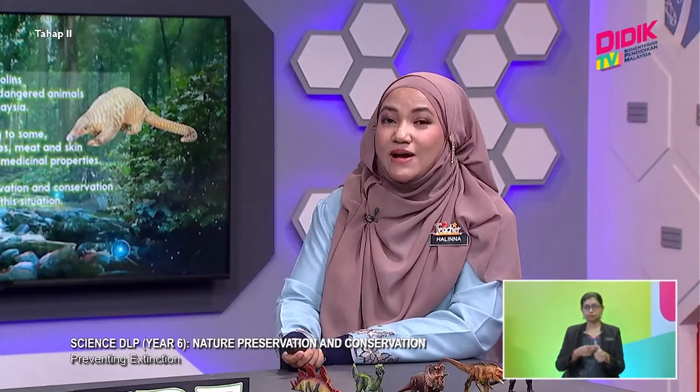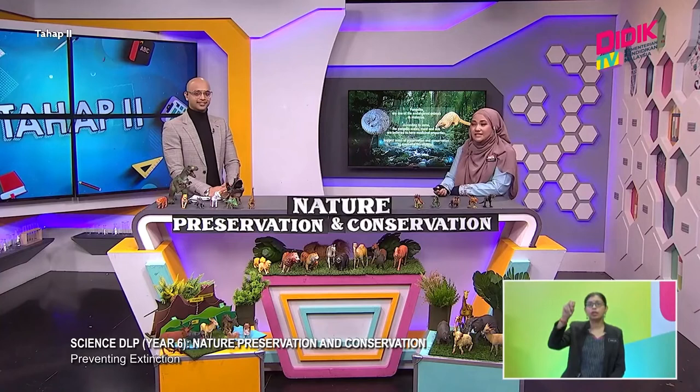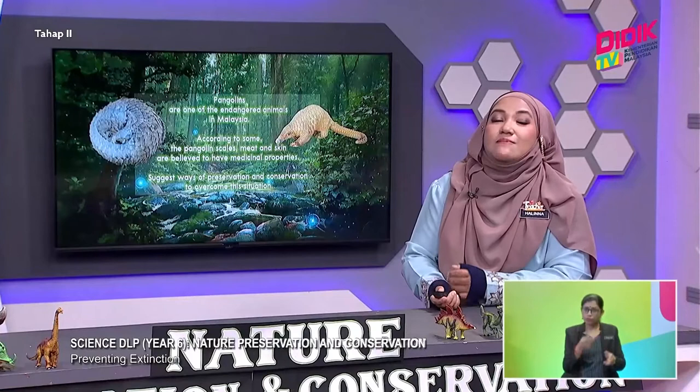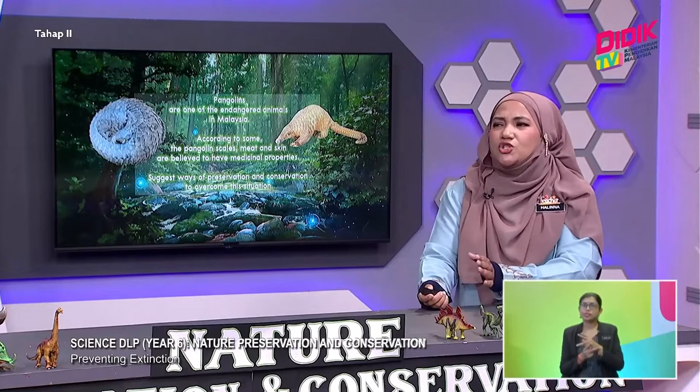Pangolins, or in Bahasa Melayu we call them tenggiling, are one of the endangered animals in Malaysia. According to some people, the pangolin scales, meat and skin are believed to have medicinal properties. So people like to hunt pangolins for making medicines. Now what I want us to think about is how we can preserve and conserve pangolins to overcome this situation. What do you think, Abang Sean? What should we do in terms of preservation and also conservation of these pangolins?